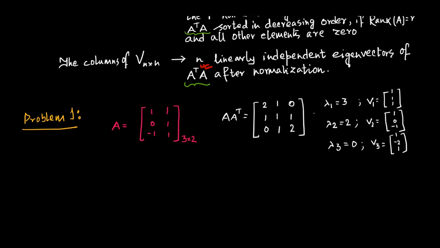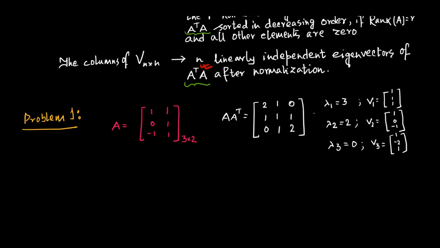While choosing, you keep in mind that the eigenvectors that you are choosing should be linearly independent, because your requirement is that the column vectors of your matrices U or V should be linearly independent. So choose in a way that your eigenvectors become linearly independent. So these are the three cases here.